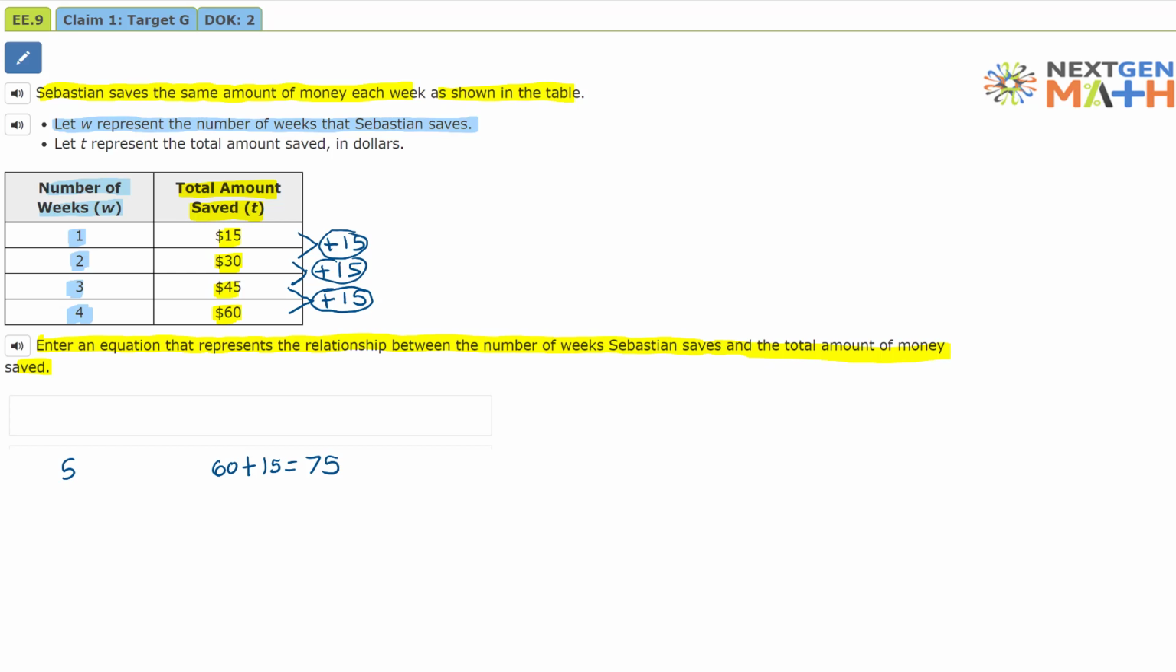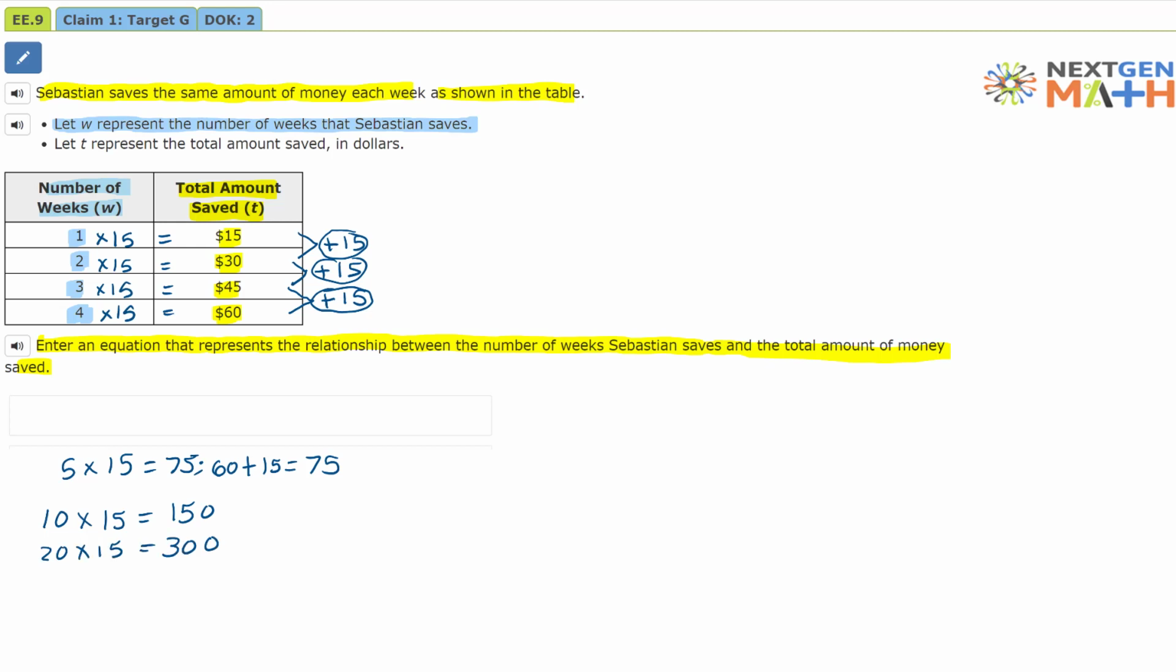like multiplication. So 1 times 15 we know equals 15. 2 times 15 equals 30. 3 times 15 equals 45. And 4 times 15 equals 60. Going down to our 5, pretend we're extending the table, 5 times 15 equals 75. So we know that works. If it was 10 weeks, 10 times 15 would equal 150. Or 20 times 15 would equal 300.